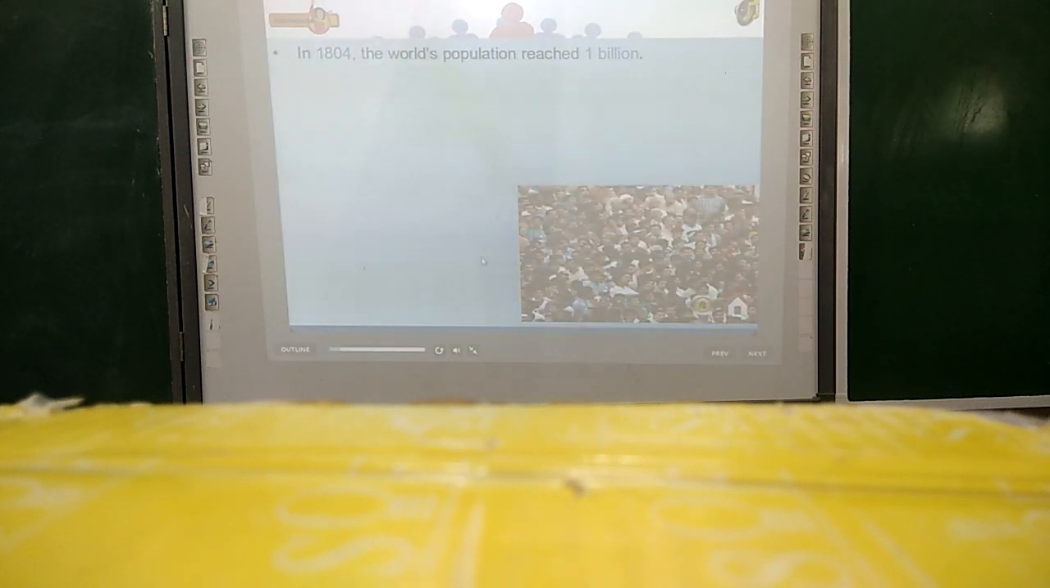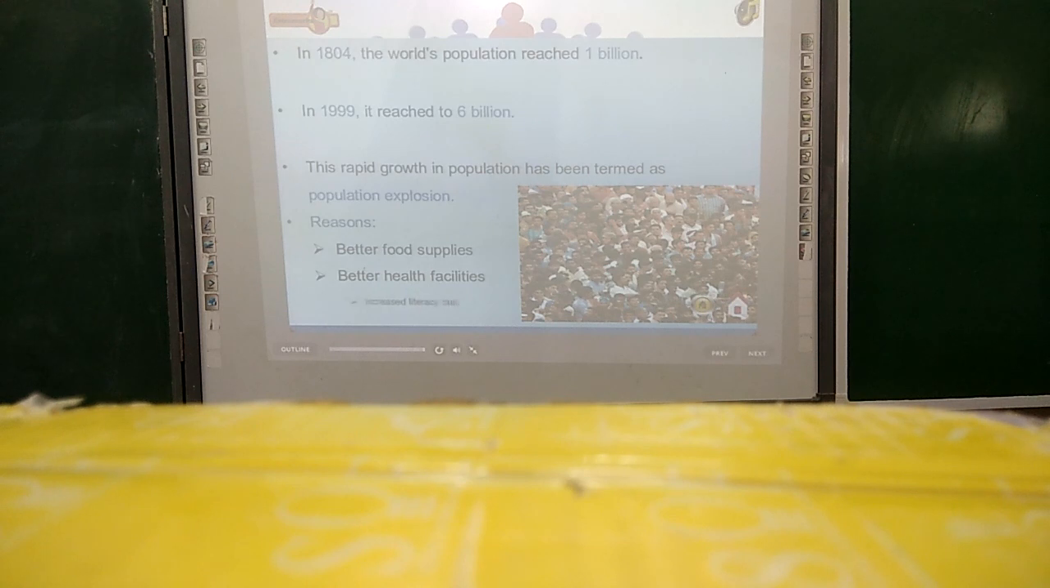In 1804, the world's population reached 1 billion. In 1999, it reached 6 billion. This rapid growth in population has been termed as population explosion. Reasons for population explosion are better food supplies, better health facilities, and increased literacy rate.